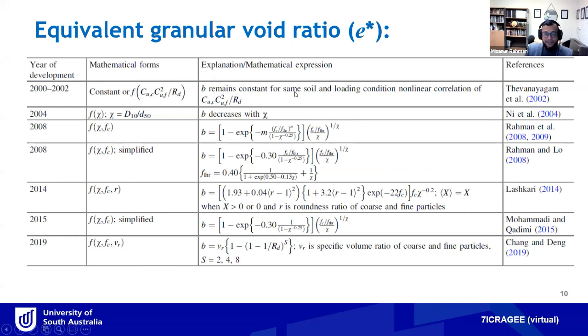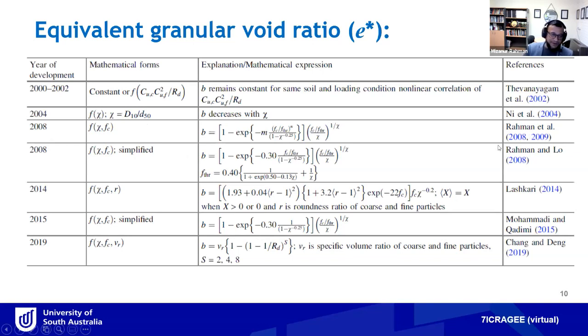But later they published another paper as a reply. They said that b for different sands with fines varies with the uniformity coefficient of the sand with fines and the diameter ratio. In 2004, Ni proposed that actually this b depends on the particle size ratio, chi. D10 is the 10% finer size of clean sand, and small d50 is the 50% finer size for the fines.